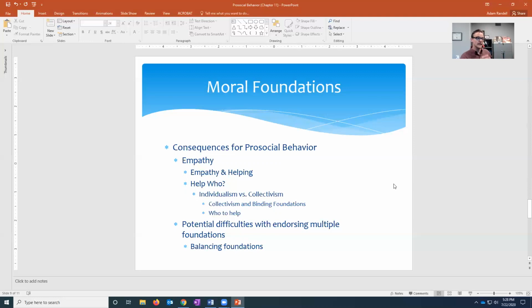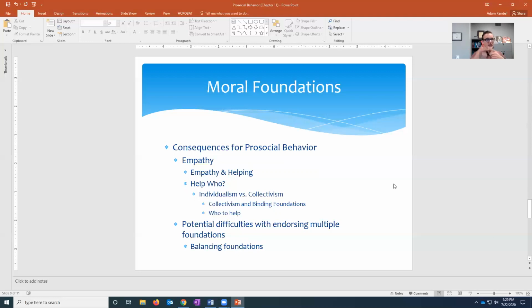Now again, remember that the binding foundations are for the benefit of the group. But that doesn't necessarily mean they're for the benefit of other groups. So we might expect that those who endorse the binding foundations would help more, but they wouldn't necessarily help everyone more. What we know from research involving individualism and collectivism is that those in collectivistic cultures are more likely to help their in-groups than those in individualistic countries, but they're less likely to help out-groups than those in individualistic countries. So they help their in-groups more than their out-groups.